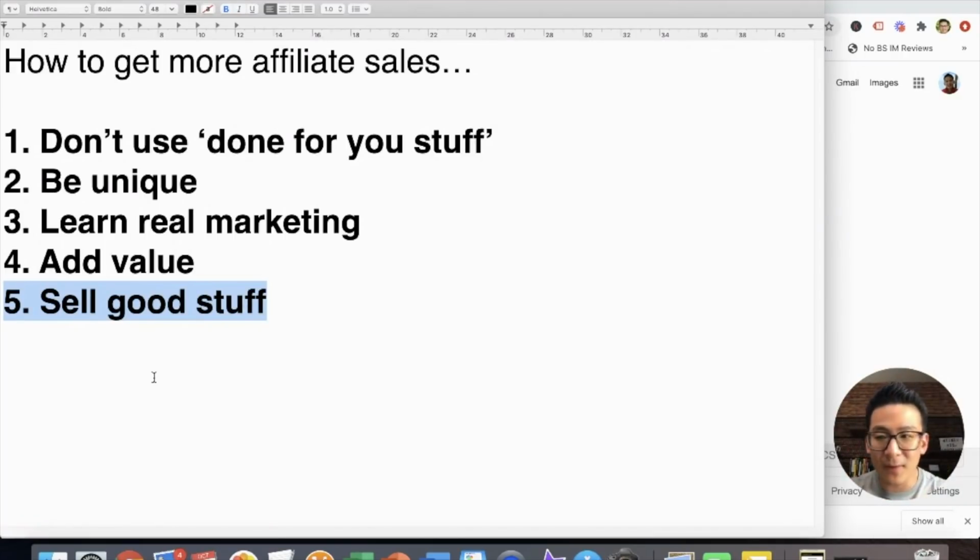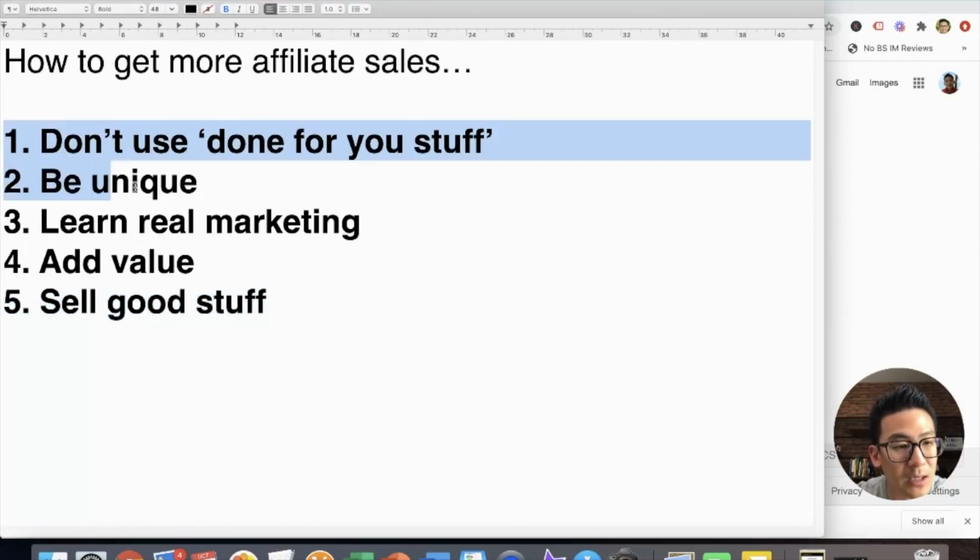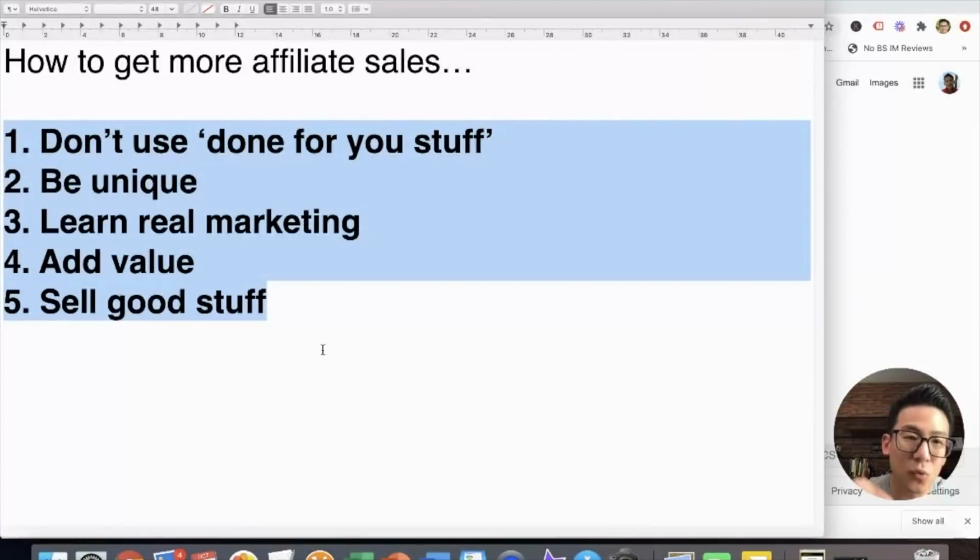So it's about giving people good stuff, giving people the things that they really want and things that will help them to change their lives. And when you do that in a right way and you put all these marketing components together, that's how you win and generate a ton of affiliate sales, okay?